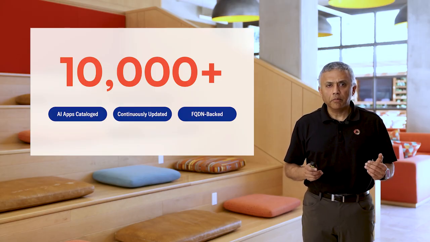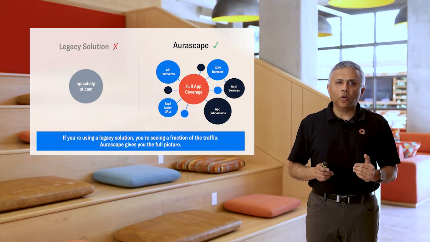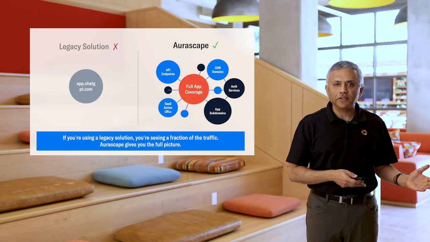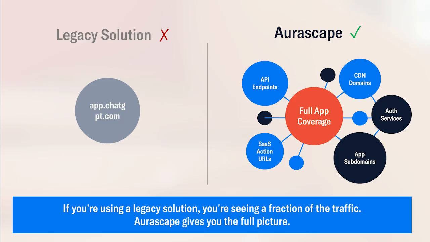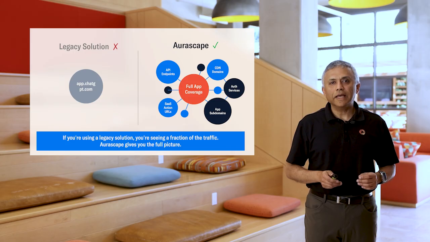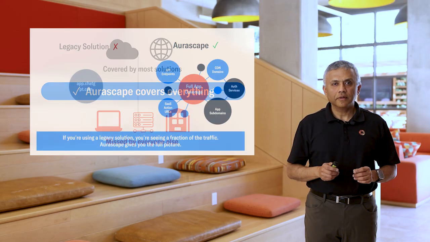Why does that matter? Because modern AI apps don't live permanently at a few chosen addresses. They span CDNs, API endpoints, authentication services, and entitlement types, and much more. If you're using a legacy solution, you're seeing a fraction of the traffic. Aurascape gives you the full picture.